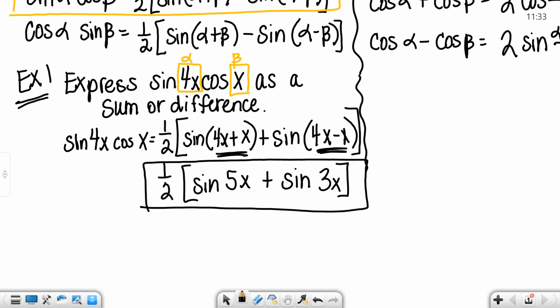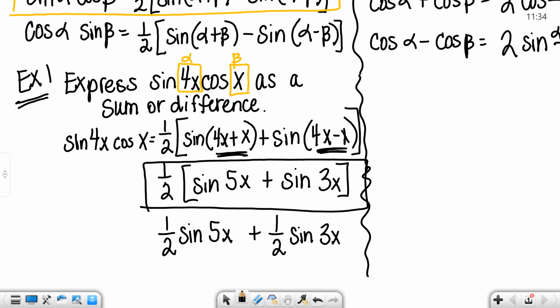Now, let's just say that my math lab is being testy. Maybe they want you to distribute the 1/2. My math lab sometimes we know is a little testy. So it might want you to distribute that 1/2: 1/2 times the sine of 5x plus 1/2 times the sine of 3x. And there we go. Just using these formulas, I could do an example of each one. The process is the same. Decide what is alpha, what is beta, plug it in the formula.